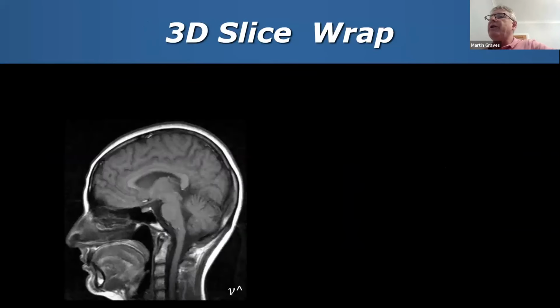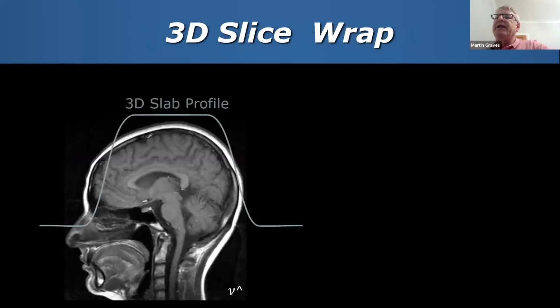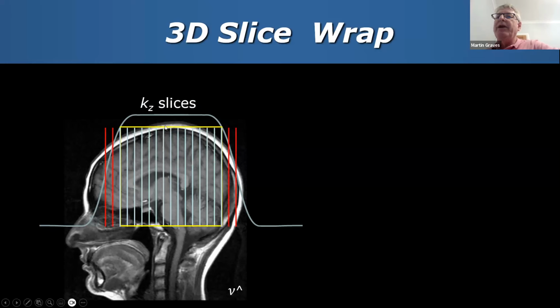And so if we look at the reasons for getting slice wrap, in this case here, if I, for example, set up a set of coronal images, you can see that the slab profile of the RF pulse used in this three-dimensional acquisition is not nice and sharp. So although we have these slices here within the profile, some tissue at the back and the front here is also going to get excited.